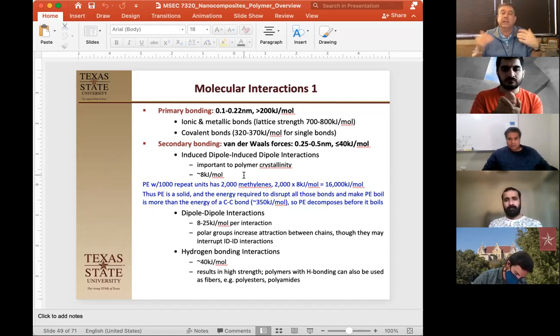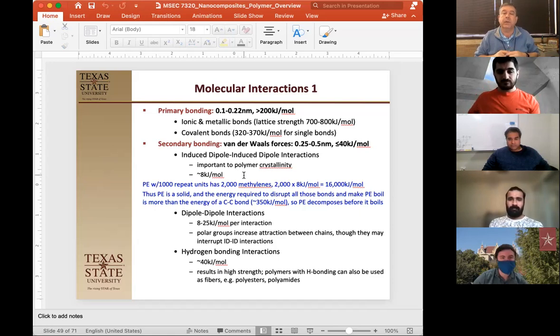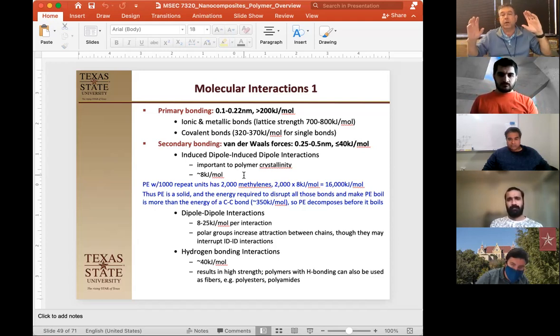Now, included in the primary bonding is what we call covalent bonds, which is what we see in all the polymer chains, the carbon-to-carbon bonds, the carbon-to-hydrogen bonds. Okay, so that's primary bonding. Those are the strongest and give us the strongest interaction. But, you know, so imagine our chains are being pulled on there.